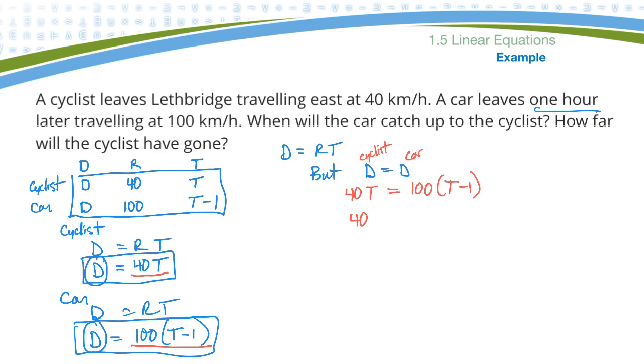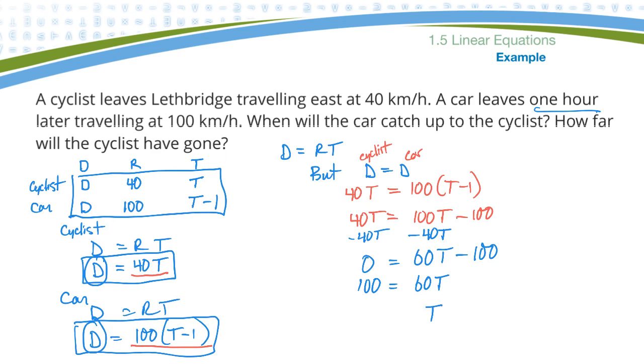Let's solve. Let's get rid of brackets first. So it'll be 100t minus 100. Let's subtract 40t on both sides. So that'll be 0 is equal to 60t minus 100. Let's add 100 to both sides. So I get 60t is equal to 100. And then we'll divide both sides by 60. So it'll be 100 divided by 60, which when I simplify that, 10 over 6, 5 over 3.